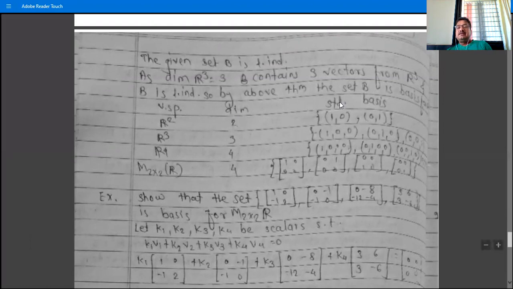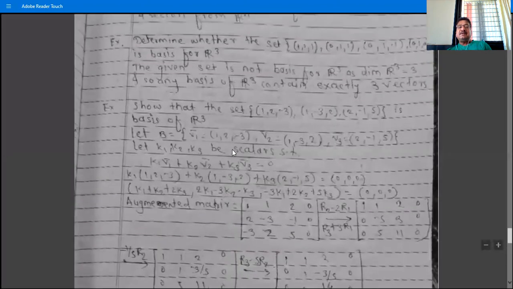From R2, these are two tuples, (1, 0) and (0, 1), and they are the two vectors in the standard basis. This is the standard basis of R^2. Standard basis of R^3: the vector space R^3 has dimension 3, and the vectors (1, 0, 0), (0, 1, 0), (0, 0, 1) are the standard basis of R^3.